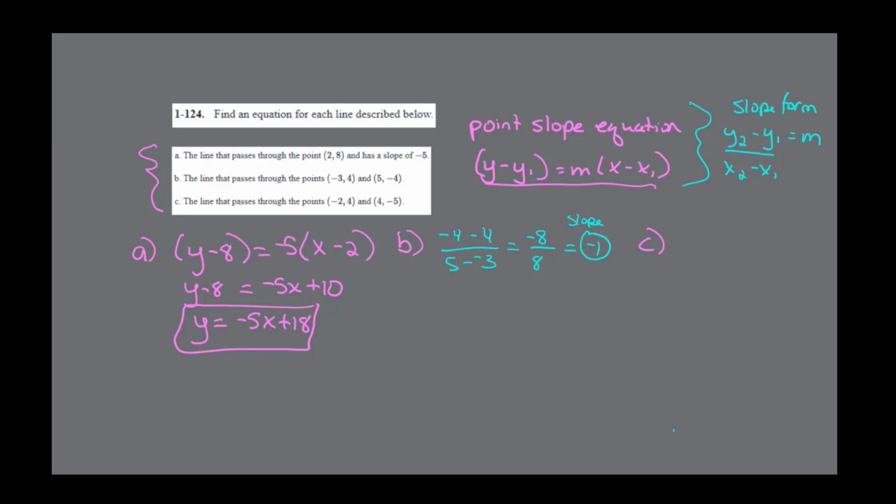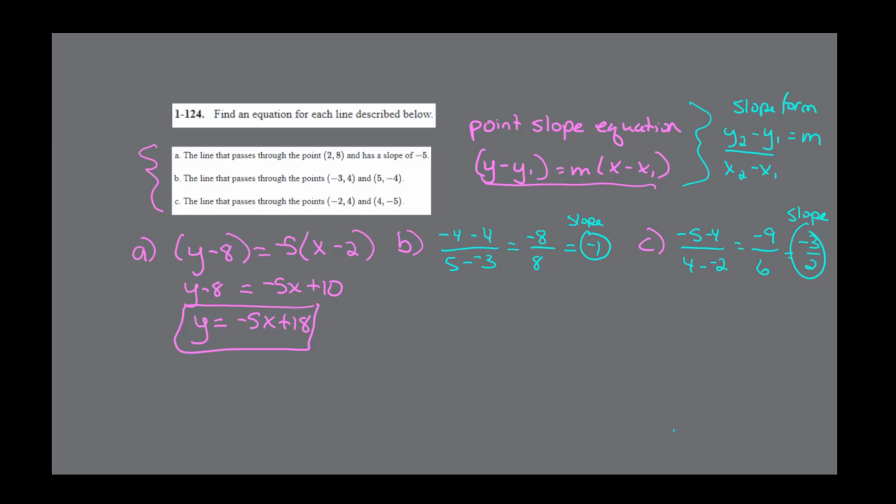Part C, we're going to calculate the slope there as well. We would have negative 5 minus 4 over 4 minus a negative 2. So it's going to be negative 9 over a positive 8. Oh, that's not a positive 8. What am I doing? Oh my gosh, my students in class would be laughing at me right now. That'd be a positive 6, which reduces to a negative 3 over 2. And that's your slope for the last one.